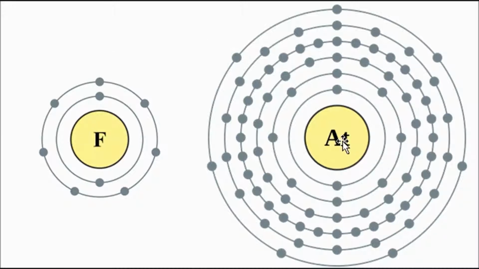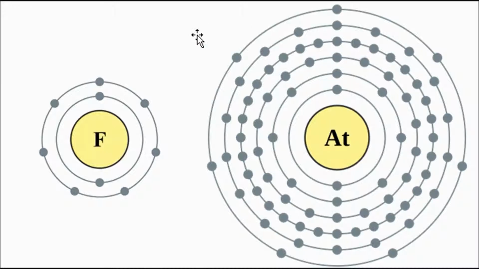Now, look at astatine, this huge one here. Look at the distance between the middle, the positively charged nucleus, and the final shell. To get another electron into this final shell, it's a long way away from that positive nucleus, and that pull at that distance is going to be very weak. So astatine is far less likely to pull in that final electron that it wants in order to become stable.